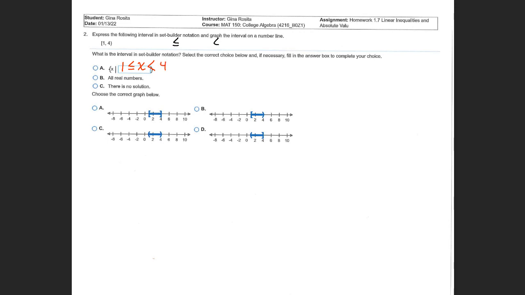Now look at the graph. The graph is closed and open. Look at A and B. The first one is closed and the second one is open. Between 1 and 4, you choose B because this end is closed and this end is open. Follow this? Okay.